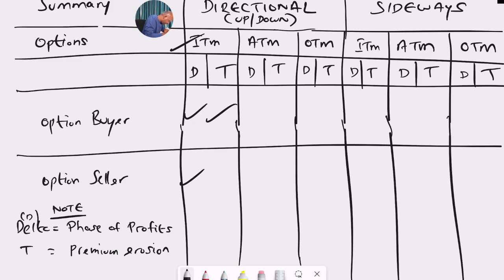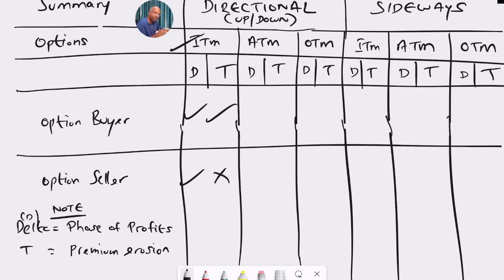Now, with respect to time value, for an option seller, the premiums has to decrease, right? And the time value doesn't support with respect to in the money, where the premiums does not erode, right? So time value will not support.